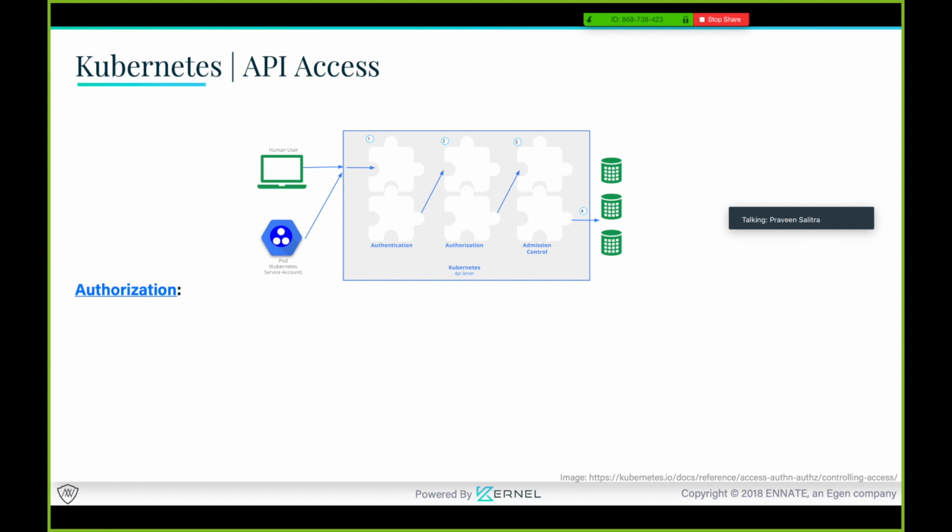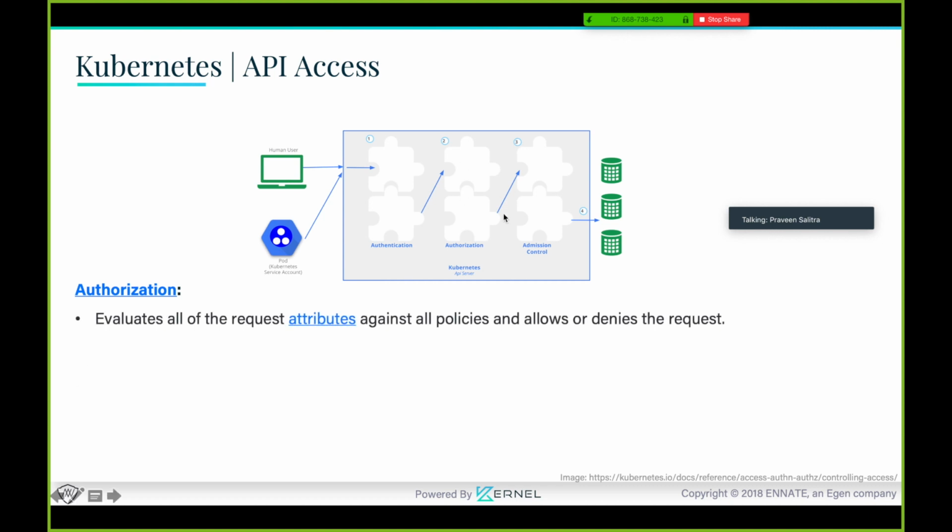Now, the next step after you cross the hurdle of authentication, identifying who you are, is authorization. Can you access the resource you are talking about, right? So this particular module or step will evaluate everything that you have in the request against all the policies that you have already put on your server, and whether you should be allowed or denied for this particular API endpoint.